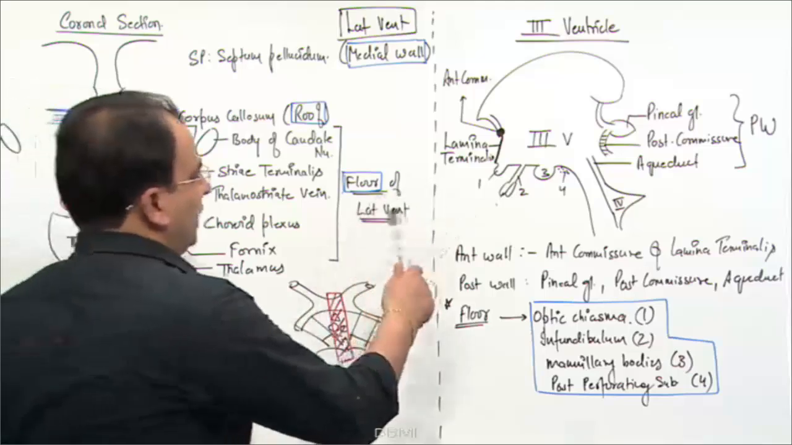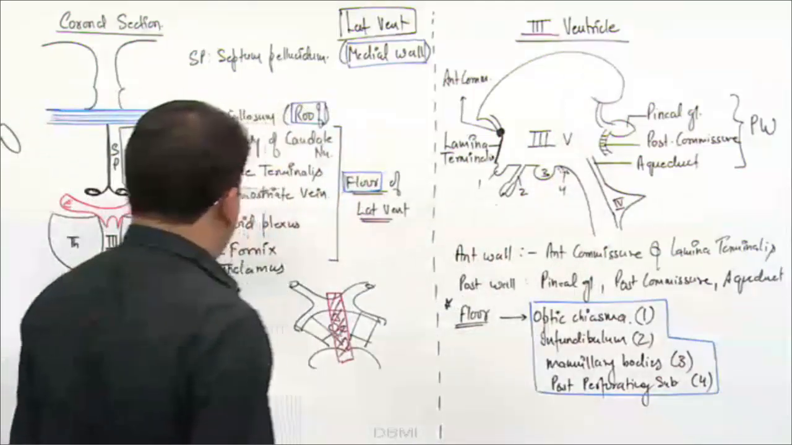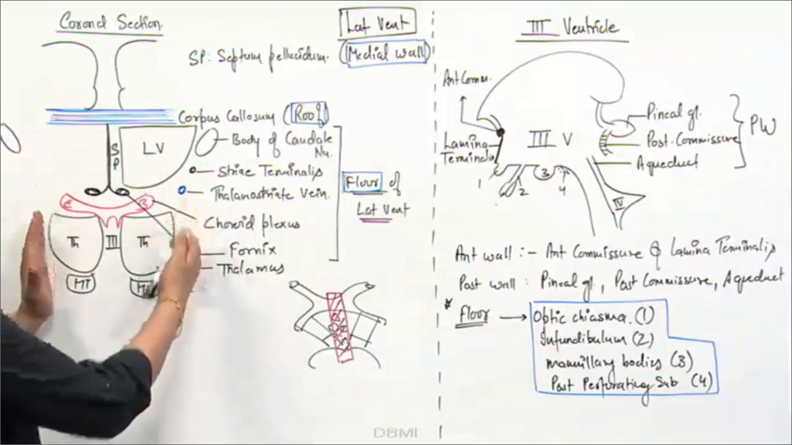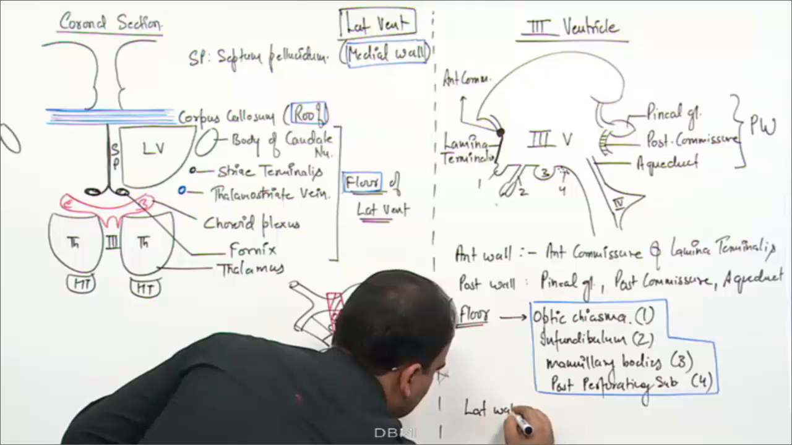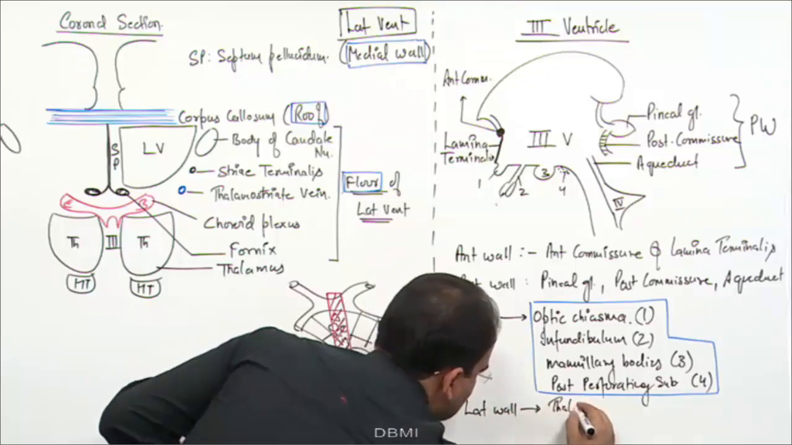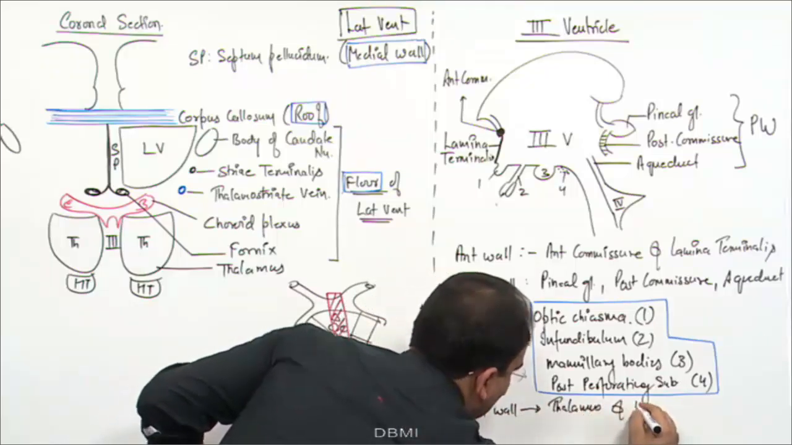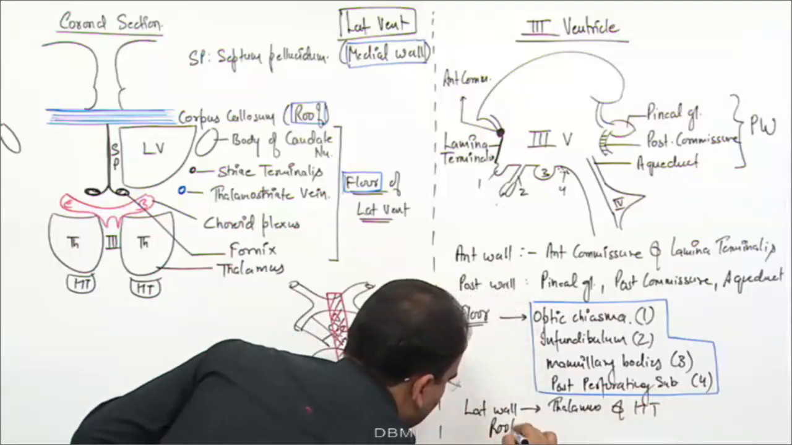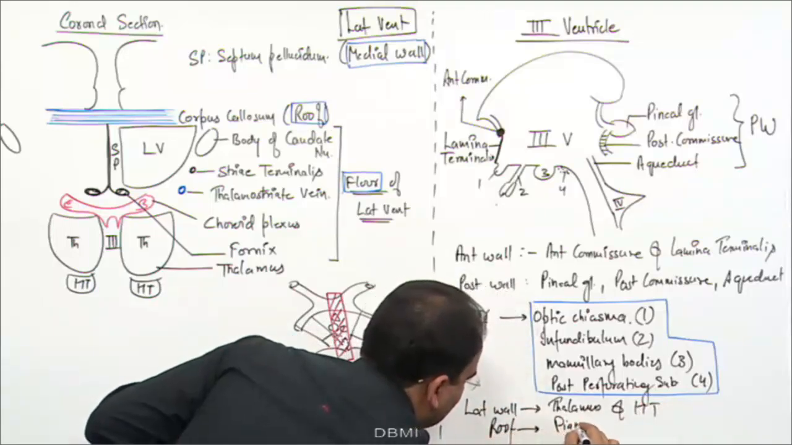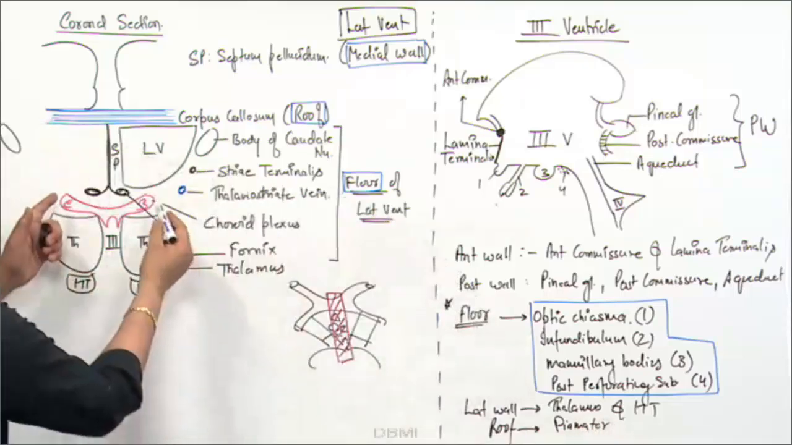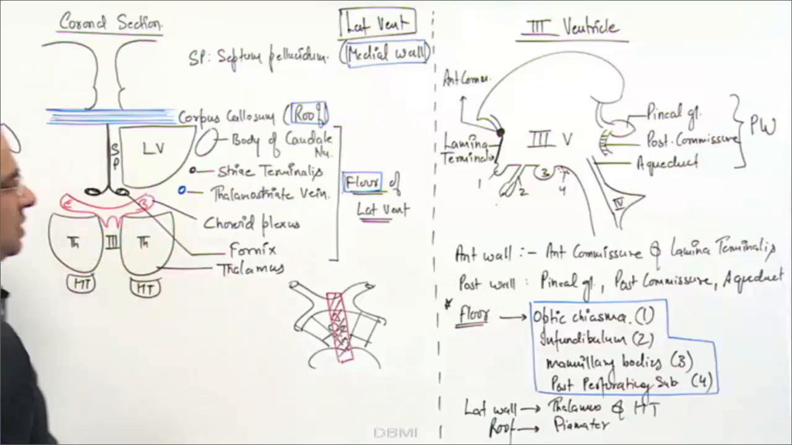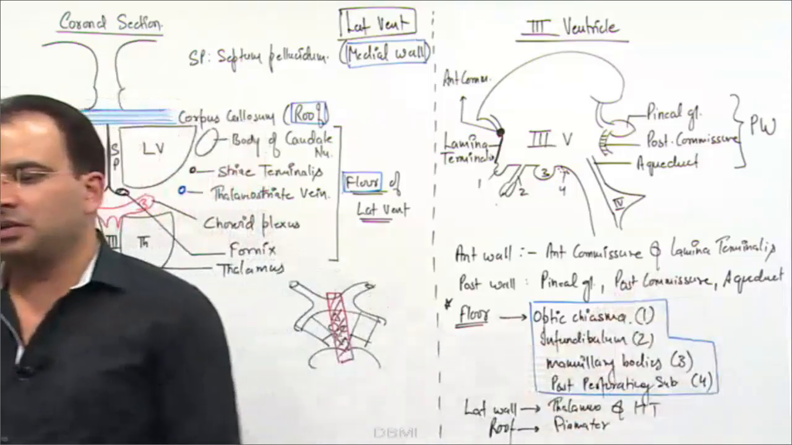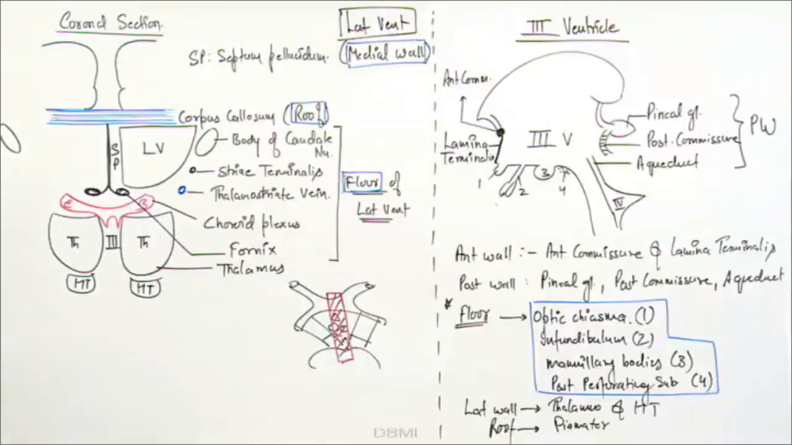So this is anterior wall, that is floor, that is the posterior wall. Lateral wall we can see from this image, lateral wall is by the thalamus and hypothalamus. Just to complete this, lateral wall is by thalamus and hypothalamus, and the roof is just by the pia mater. We can see the choroid plexus, which is extending here. So roof is just by the pia mater stretching between the two thalamus and nothing much. So lateral wall is by thalamus and hypothalamus, roof is by pia mater.